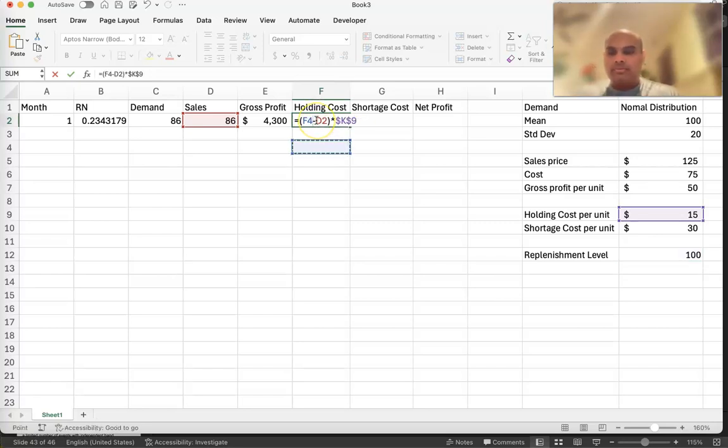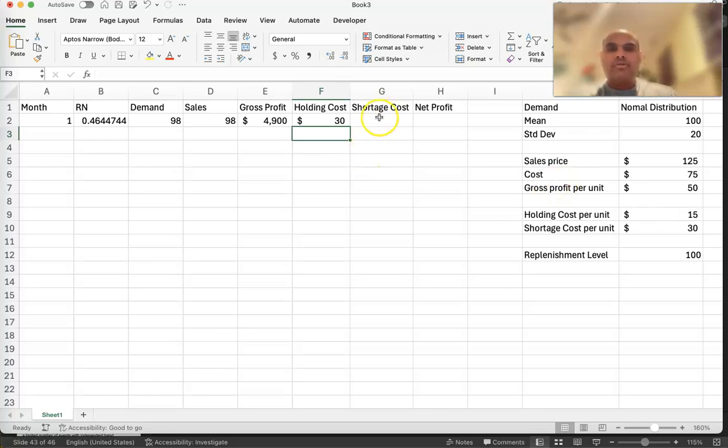This is my replenishment level right there, being an absolute reference. So replenishment level minus sales times the cost of holding. That's my holding cost.